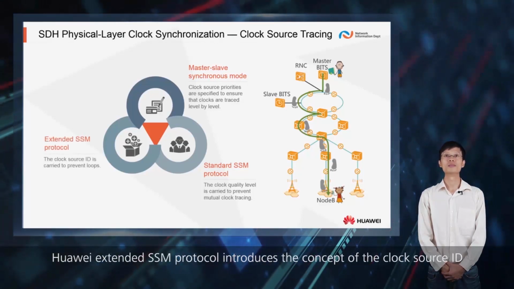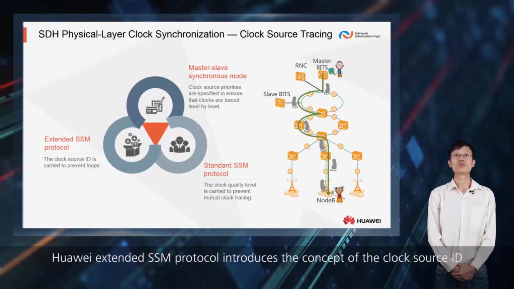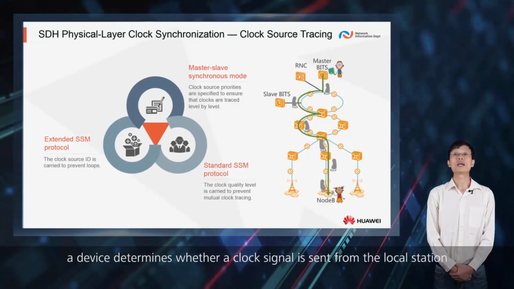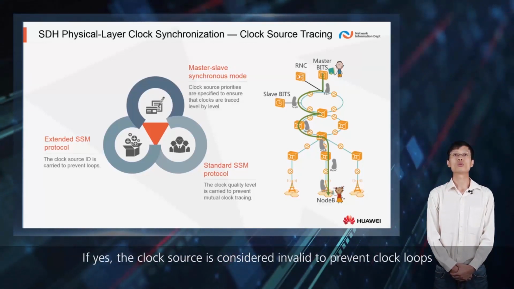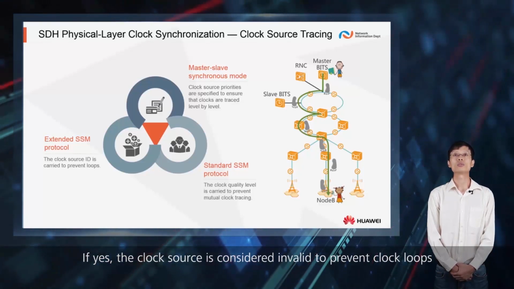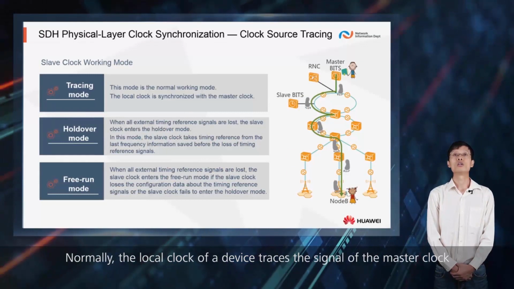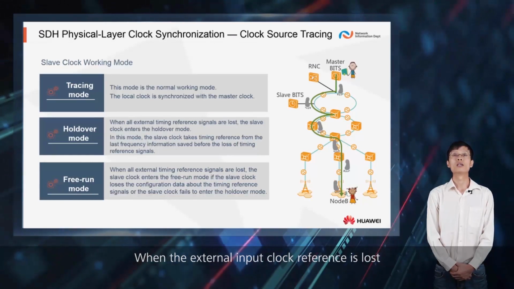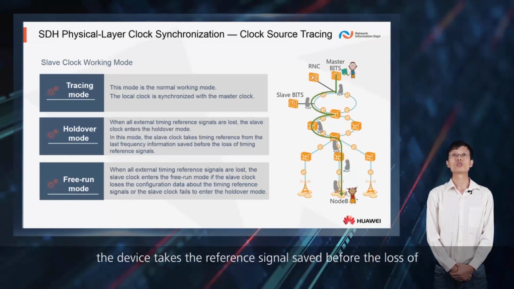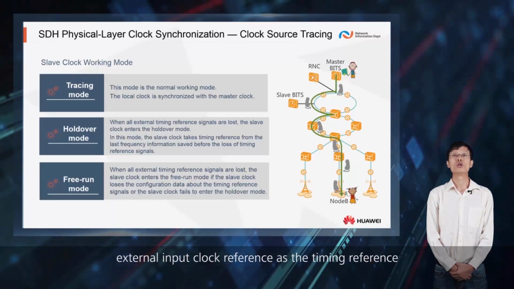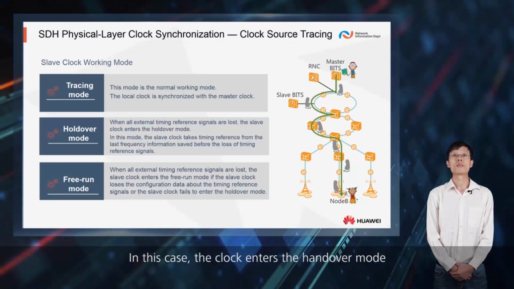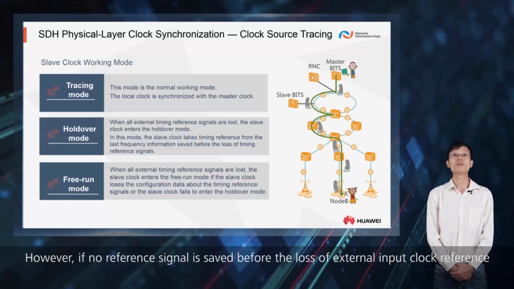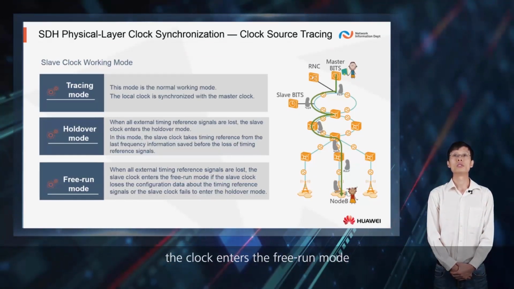Huawei Extended SSM protocol introduces the concept of the clock source ID. Based on this ID, a device determines whether a clock signal is sent from the local station. If yes, the clock source is considered invalid to prevent clock loops. Normally, the local clock of a device traces the signal of the master clock. When the external input clock reference is lost, the device takes the reference signal saved before the loss of external input clock reference as the timing reference. In this case, the clock enters the holdover mode. However, if no reference signal is saved before the loss of external input clock reference, the clock enters the free run mode.